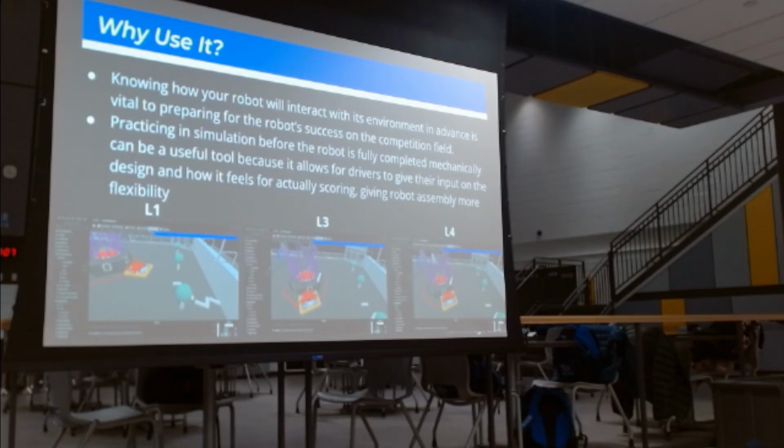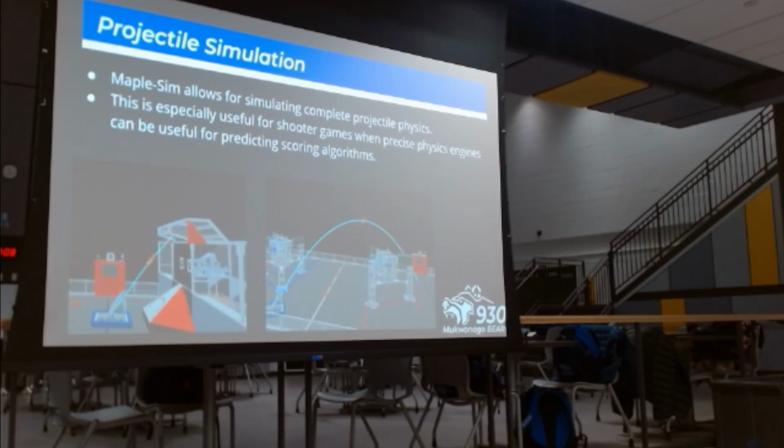Why should we use it? Well, knowing how your robot will interact with its environments in advance is vital for preparing your robot for success on the field. Practicing in simulation before the robot is completely built mechanically can be a useful tool because it allows for drivers to give their input on the design and how it feels, giving the robot more flexibility. It's an easy way for us to be able to see our robot before we actually put it on the field and endanger people.